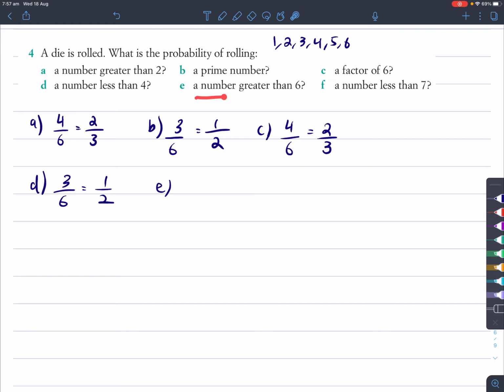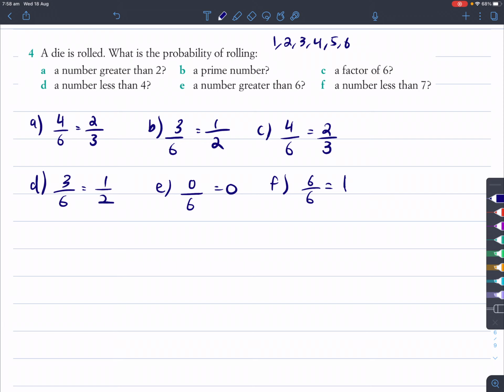E, a number greater than 6. Is there any number greater than 6 here? No, because our max number is 6. So we say 0 of them out of 6, which is 0. F, a number less than 7. So all of these numbers are less than 7. So we're going to say all of them, which is 6 out of 6. And we're certain that will happen, so that's equal to 1.